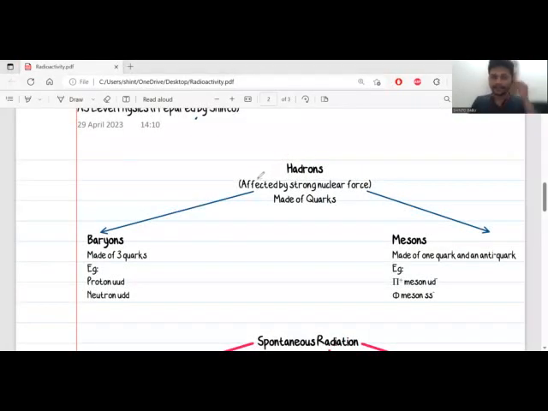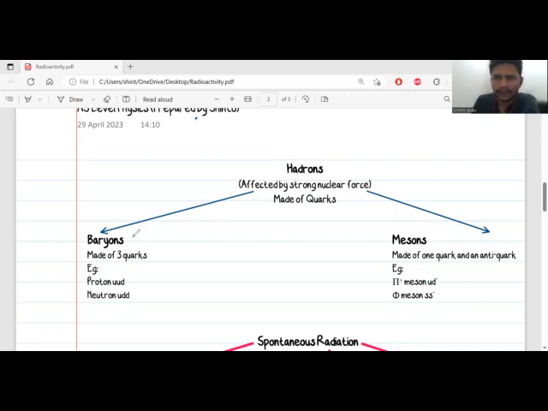So these fundamental particles, quarks and leptons, combine to form other particles that you're familiar with. For instance, you take quarks and you make matter using these quarks. Obviously, you are not doing anything, it happens automatically. And if the matter is made of quarks, we call them hadrons. They are affected by the strong nuclear force.